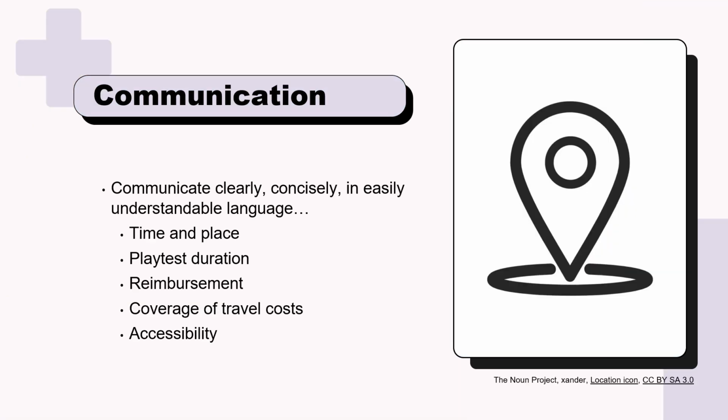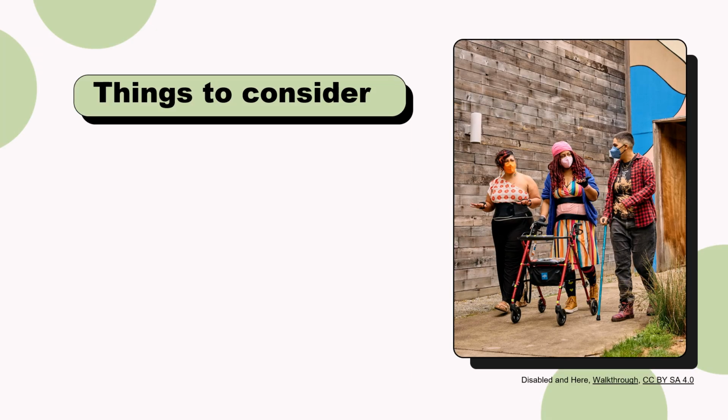Now, no matter which approach you choose, it's important to communicate clearly, concisely, and in easy to understand language when and where these playtests are going to take place, how much time is required to participate, whether players are reimbursed, whether travel and accommodation costs are covered by your company for both the playtester and an assistant, more on this in a bit, and whether both the building and the surrounding area are fully accessible. And this brings us to the next part, important things to consider.